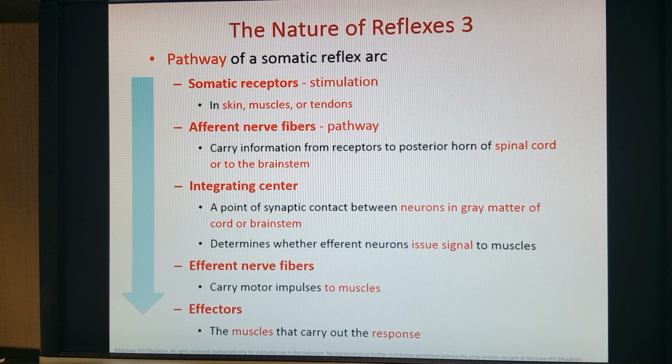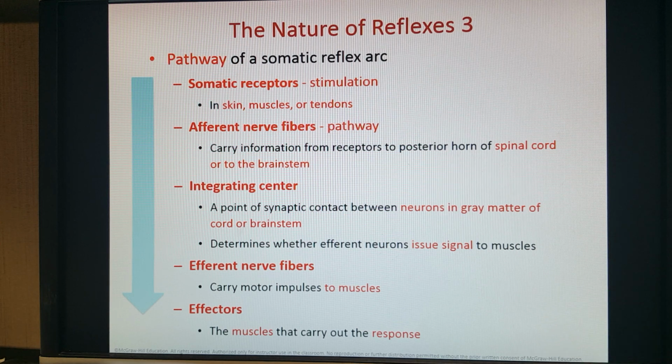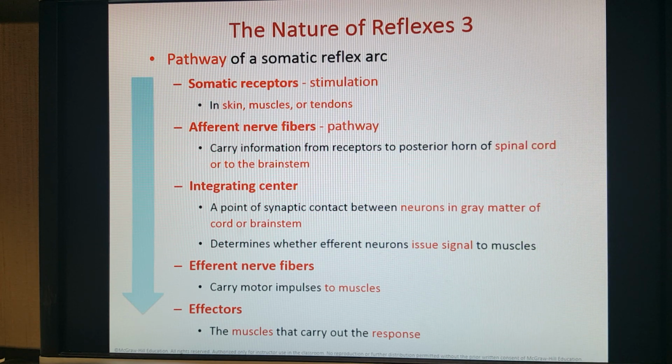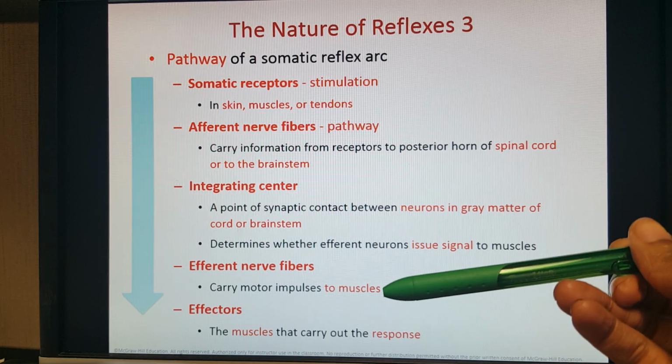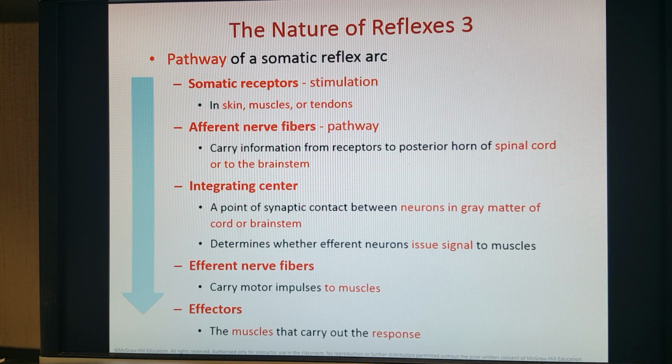With these areas, the pathway from our afferent nerve fibers to our efferent nerve fibers is going to send the command to the muscles for the appropriate response. That appropriate response is mapped out either through interneurons or direct connections between the afferent fibers and the efferent fibers in order to cause a response. The response is done by the effectors. The efferent nerve fibers send that command to the muscles. Those muscles will then be the effectors to carry out a response.